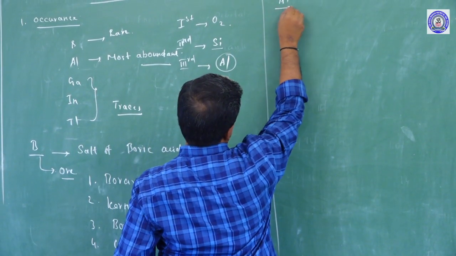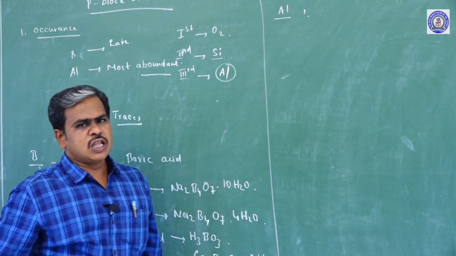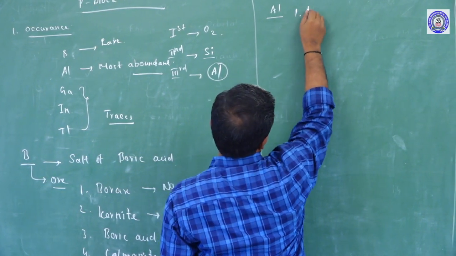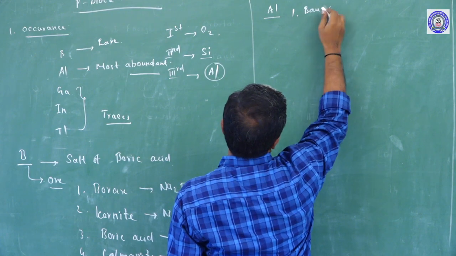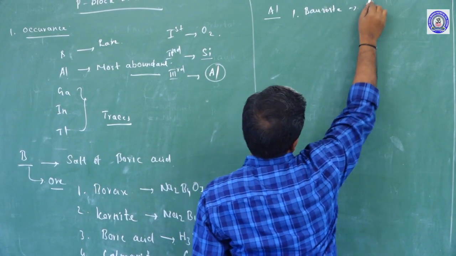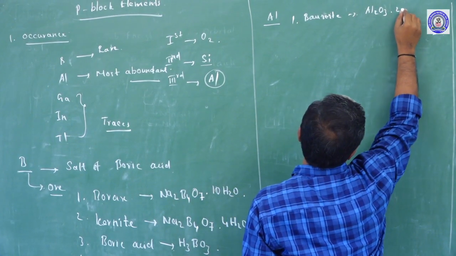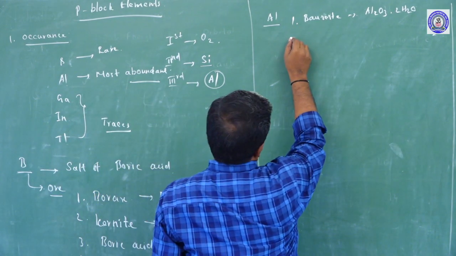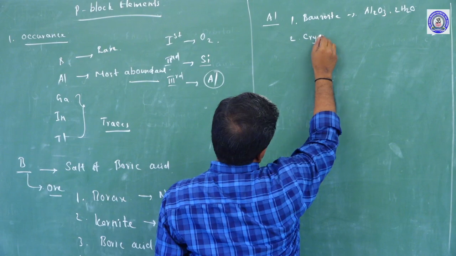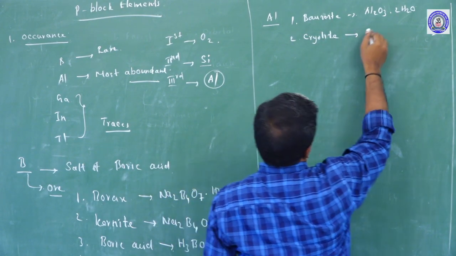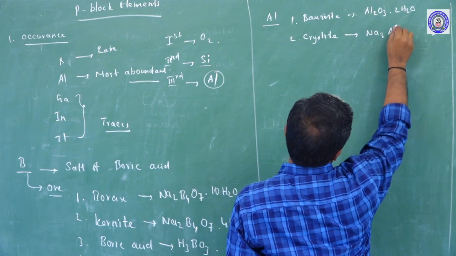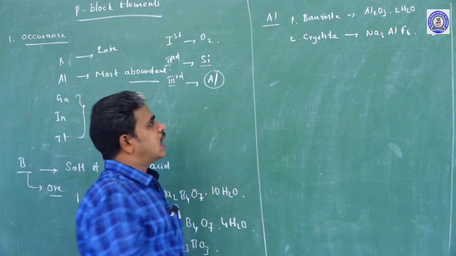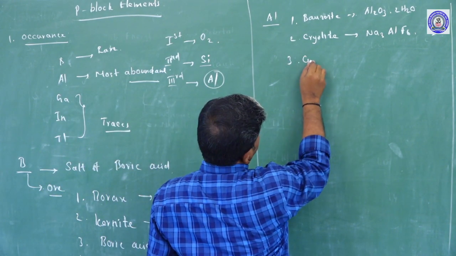Ores of aluminum. The first one: aluminum is extracted from the ore bauxite. What is that? Bauxite is Al2O3.2H2O. Then the second one is cryolite. Cryolite is Na3AlF6. And the third one is corundum.